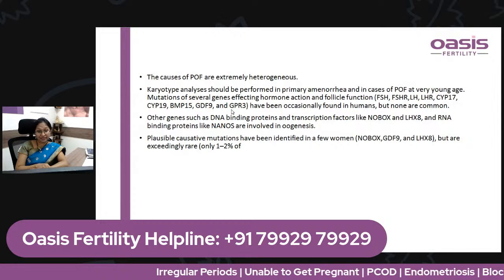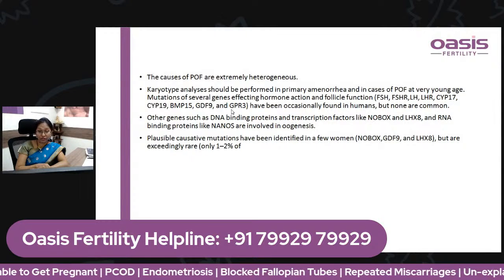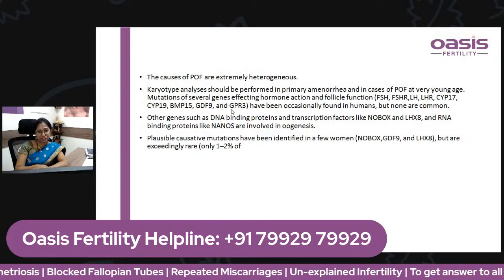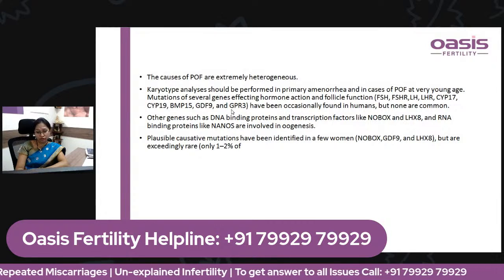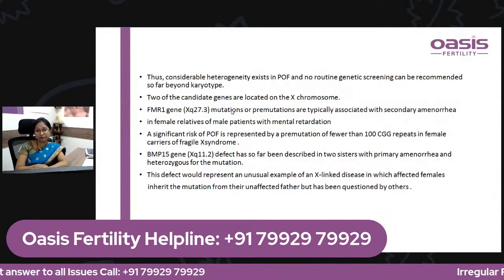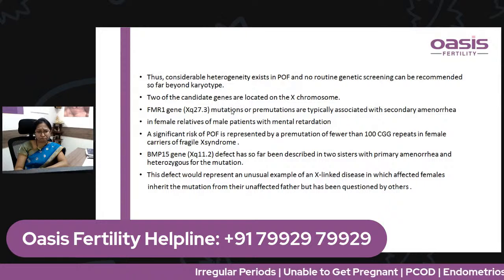And other genes such as DNA binding proteins, transcription factors and RNA binding proteins are involved in oogenesis. Plausible causative mutations have been identified in a few women, but are exceedingly rare, only 1 to 2%. Thus, considerable heterogeneity exists in premature ovarian failure, and no routine genetic screening can be recommended so far beyond the karyotyping.